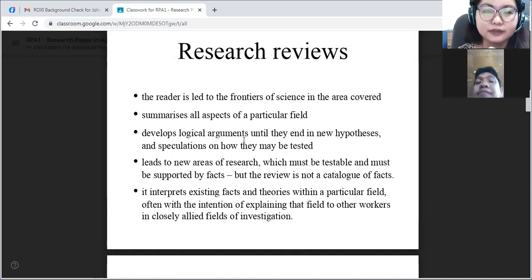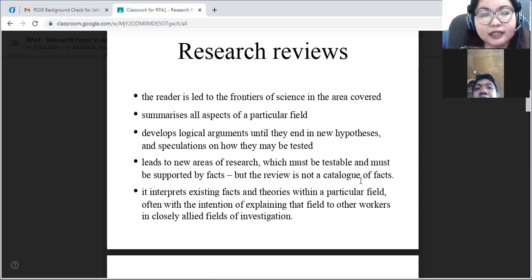These will actually end up as arguments. So you really have to read at least 10 publications related to your topic, until you can formulate a hypothesis: these are the top 10 technologies in farming systems based on the at least 10 to 20 readings you have read, and speculate how they can be tested. So this will also lead to new research, to test them and be supported by facts.